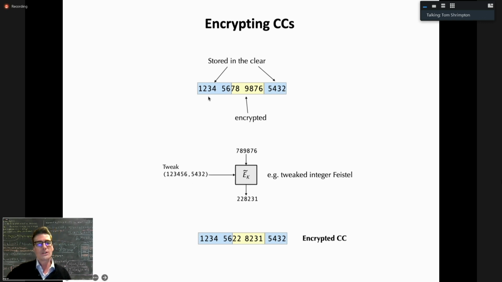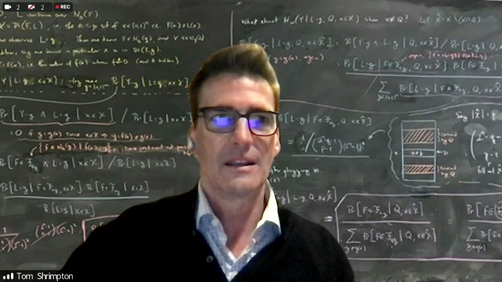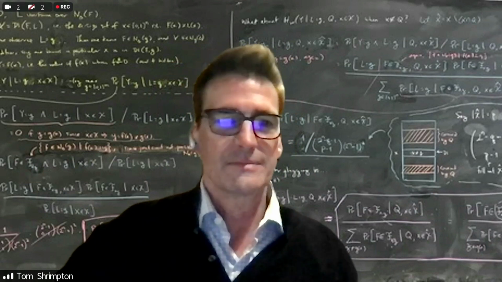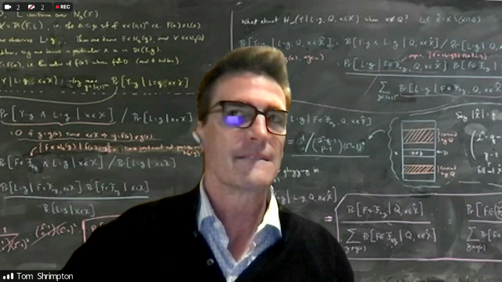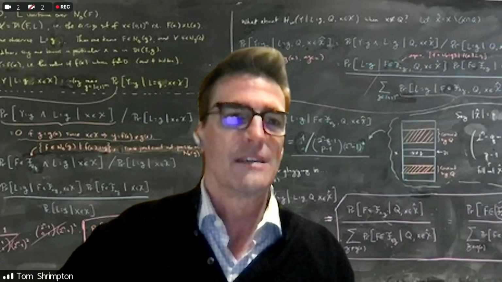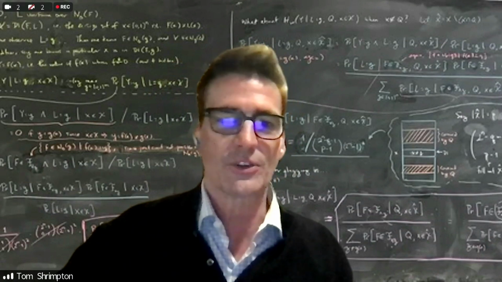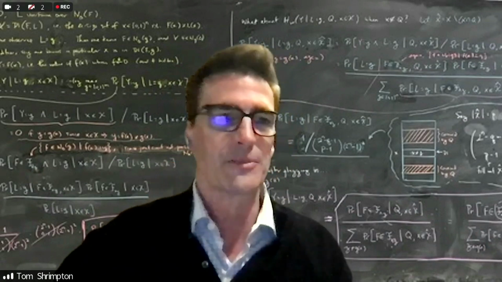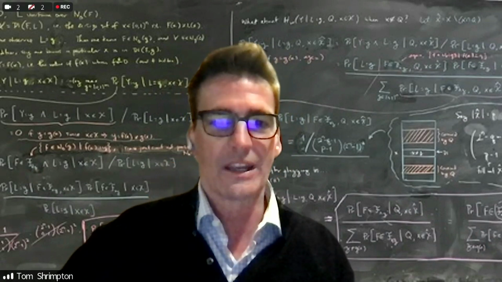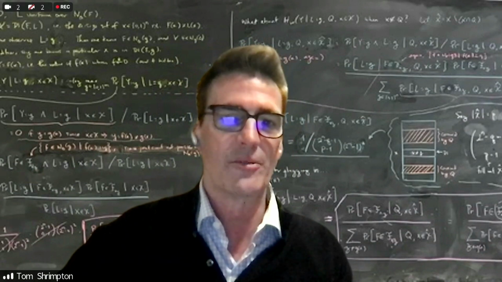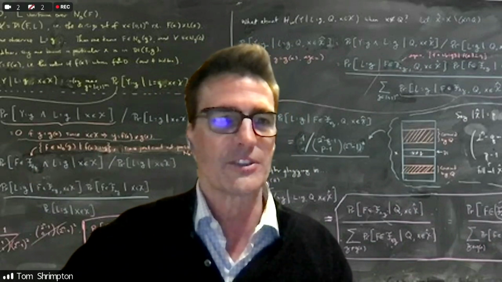Can you think of why you'd want to include all the stuff in the blue, which is listed in the clear anyway, as a tweak? Imagine you didn't have that as a tweak. You just had straight integer Feistel. What's one thing that could go wrong? I don't know if wrong is the right word, but one potential security issue. Different issuers with the same account number, in some sense? Exactly. You could end up with two cards that had different issuers and different last fours that had the same ciphertext block in the middle. So to avoid that, you can work all this stuff in as a tweak. And now you're almost certainly going to have it be the case that even if you have the same account number, you'll end up with a different encrypted section in the middle.